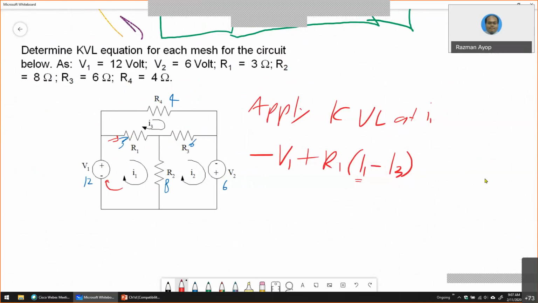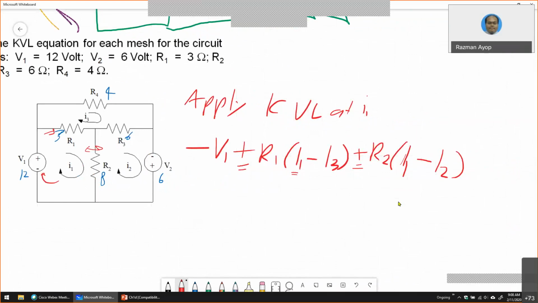So next you meet R2, so plus R2. Make sure that for resistance it is always positive. So R2 again, I1 because we are doing the I1 loop, so I1 minus I2 because it is between I1 and I2. Then equals to 0. So you apply KVL at I1.